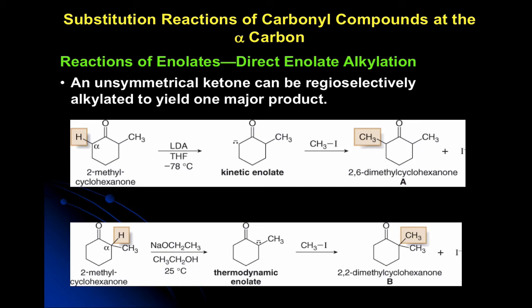Things like LDA, THF, and really cold temperatures favor the kinetic enolate. So you need a strong non-nucleophilic base, a polar aprotic solvent, and really cold temperatures. That will give you the kinetic enolate. If you use weaker bases, polar protic solvents, like ethanol in this case, and higher temperatures, like room temperature or higher, you favor the thermodynamic enolate. And so we can choose how the carbon-carbon bond is being formed by carefully choosing our reaction conditions.